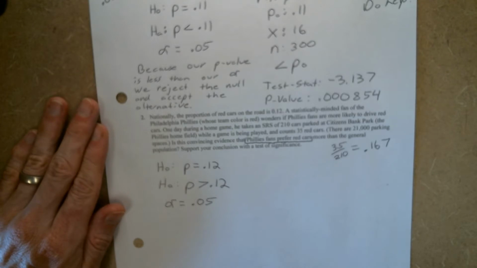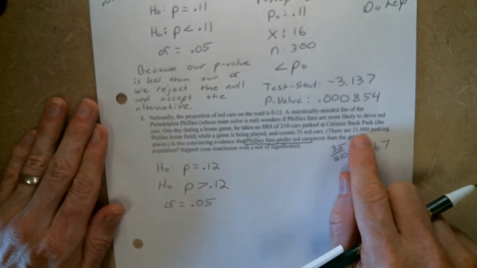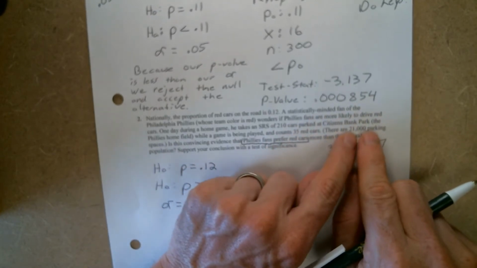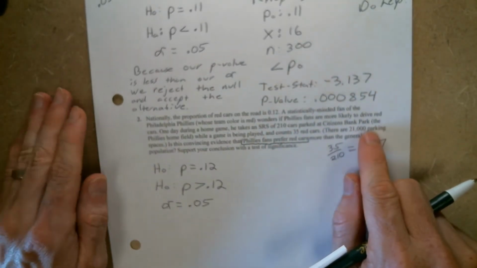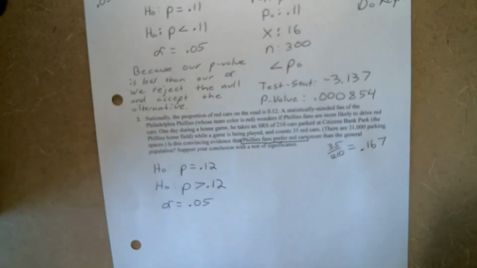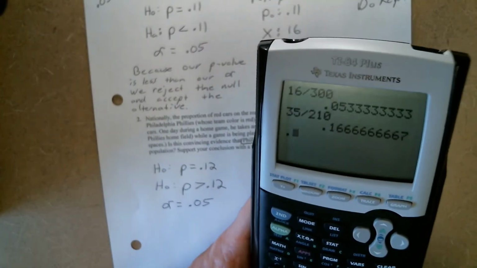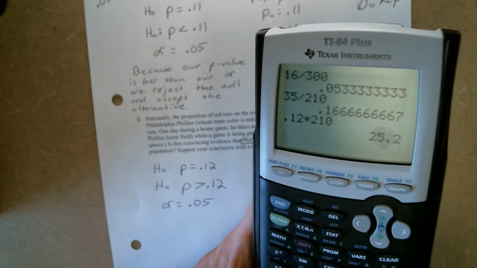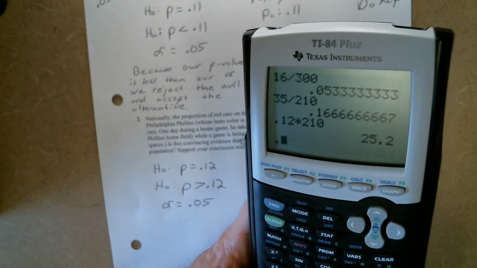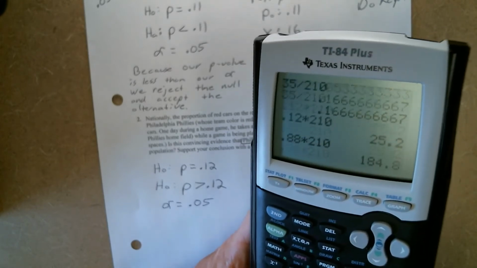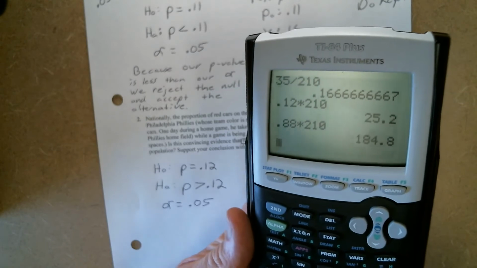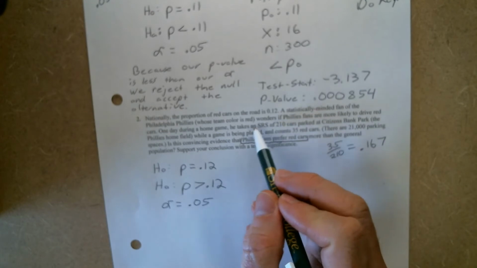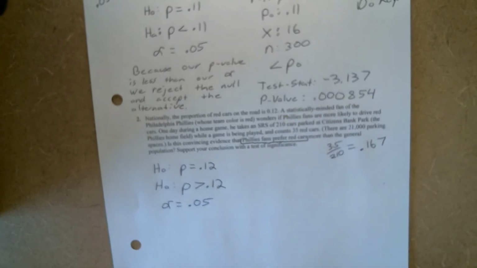Now, if we run through the conditions here, they tell us how many parking spaces there are, and 210 is less than 10% of this number, so we're okay there. We have to expect at least 10 successes and 10 failures. So 0.12 times 210, and then 0.88 times 210. Both of those are above our thresholds, so we're fine there. And it does tell us that we're taking a random sample here. So all of our conditions are in place.